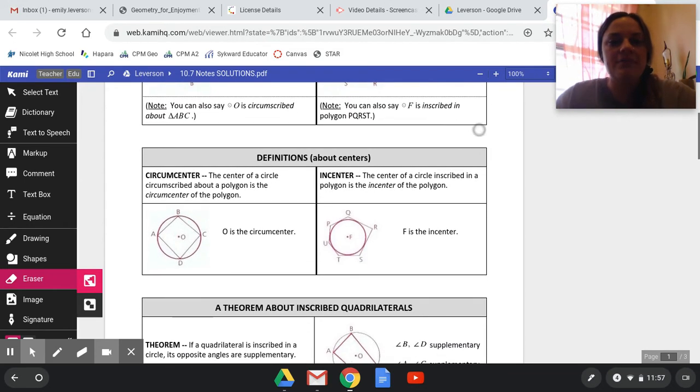All right. So now we can talk about centers. If the circle is the thing that is on the outside, so if the polygon is inscribed in the circle, then it is called a circumcenter because the circle is outside. If the circle is on the inside, then the center is the in-center. Okay. So again, circle on the outside, the center is the circumcenter; circle on the inside, the center is the in-center, okay?